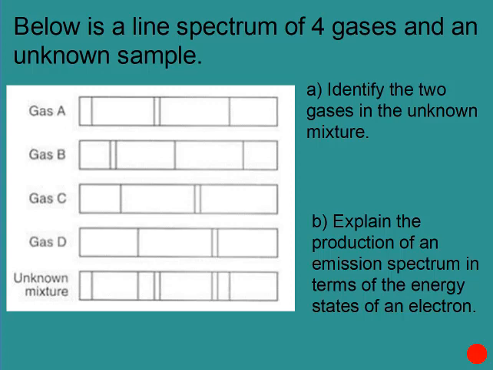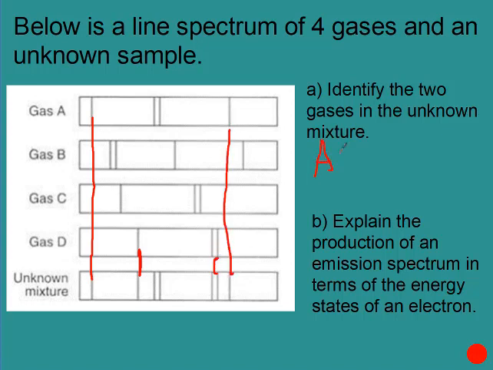So here's a type of problem that you could see. It says we have an unknown mixture and we have 4 different gases. Identify the 2 gases in the unknown mixture first. Restart when you have an answer. So you should have said gas A. Gas A is the only one that has a line here at the very beginning. And then gas D as well. So notice those 2 are for gas D, and then this one is gas A.